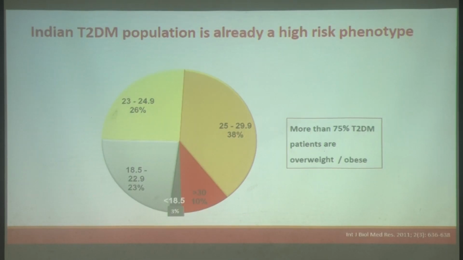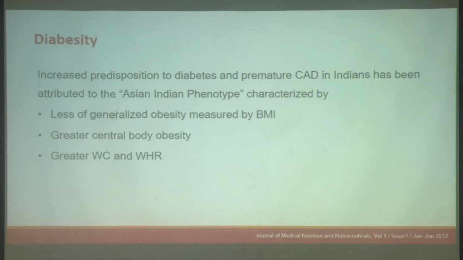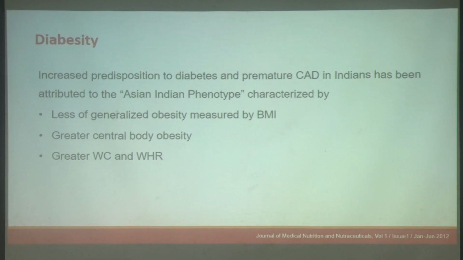This is a bit old one, but it's worth recollecting that most of our diabetics are either overweight or obese. Almost two-thirds of our patients have this problem. We all know there is an entity called the Asian Indian phenotype, which makes a person develop some kind of complications. We have been talking about the thrifty genotype and the Asian Indian phenotype for all our diabetic patients, which is mainly characterized by less muscle mass and generalized fat deposition, particularly around the viscera. We call it central body obesity, and it is shown by an increase in waist circumference and waist-hip ratio. That's what we usually check at the bedside.